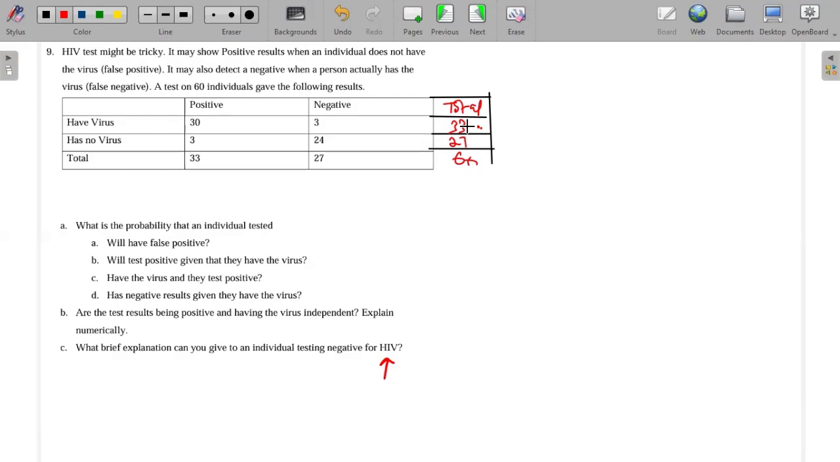In this case, we can see 3 out of the 33 infected individuals tested negative despite having the virus. Meaning that this test is not 100% accurate. So if the person really wants to know their status, you would encourage them to do the test more than once, so that if the first one lied, maybe the second one can tell the correct story. All right, so that's how you can answer part C.